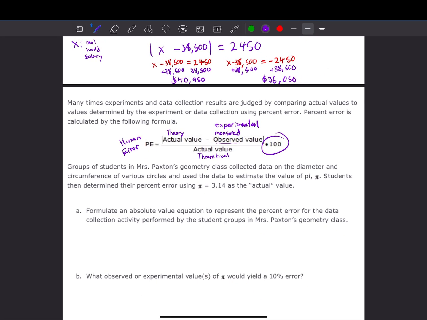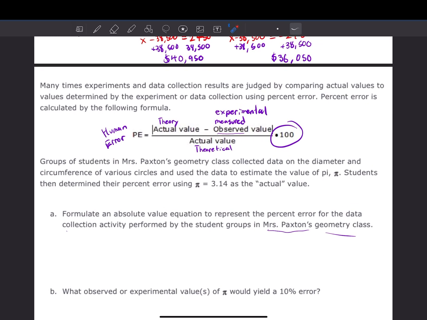But it has to do with the percent symbol. So first, we formulate an absolute value equation to represent the percent error for the data collection activity performed by the student groups in Mrs. Paxton's geometry class. So what are these kids doing? We need to make an absolute value equation based on what they're doing.